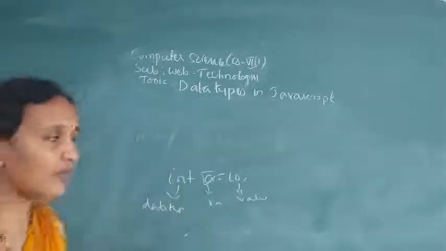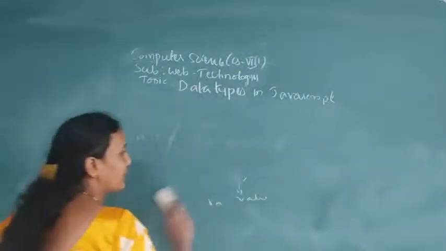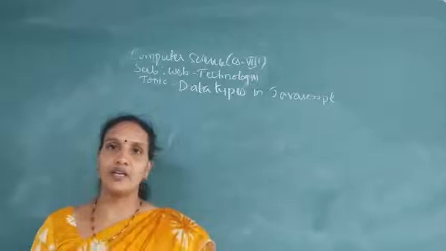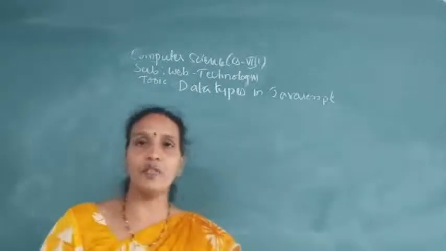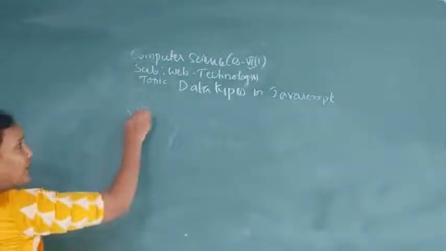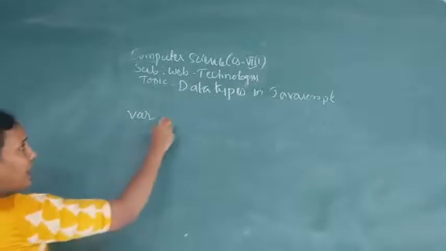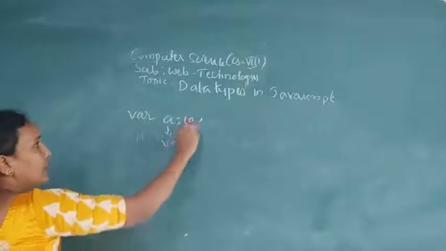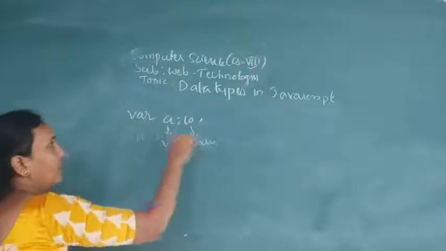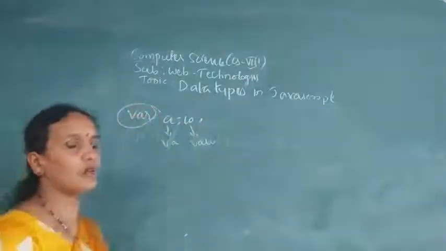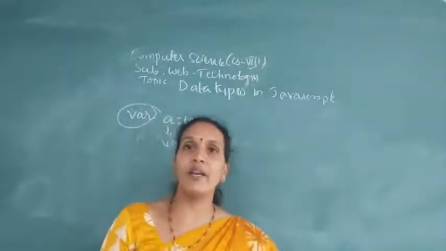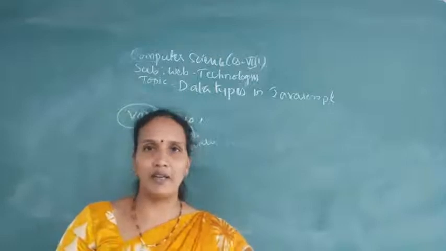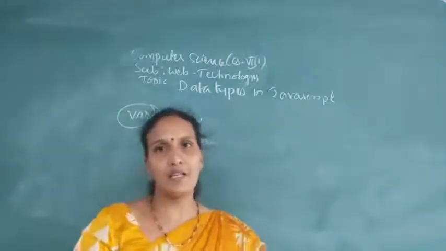Okay, so I already explained this in the last class. Here we don't have to define the data types to declare a variable in JavaScript. All the variables should be declared by using the var keyword: var a equals 10. Here a is a variable and 10 is a value, and using this keyword only will declare a variable in JavaScript.